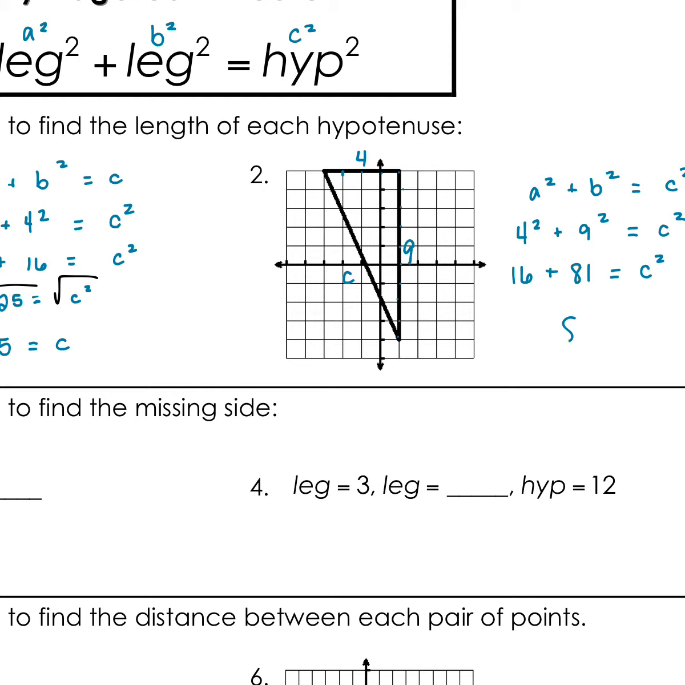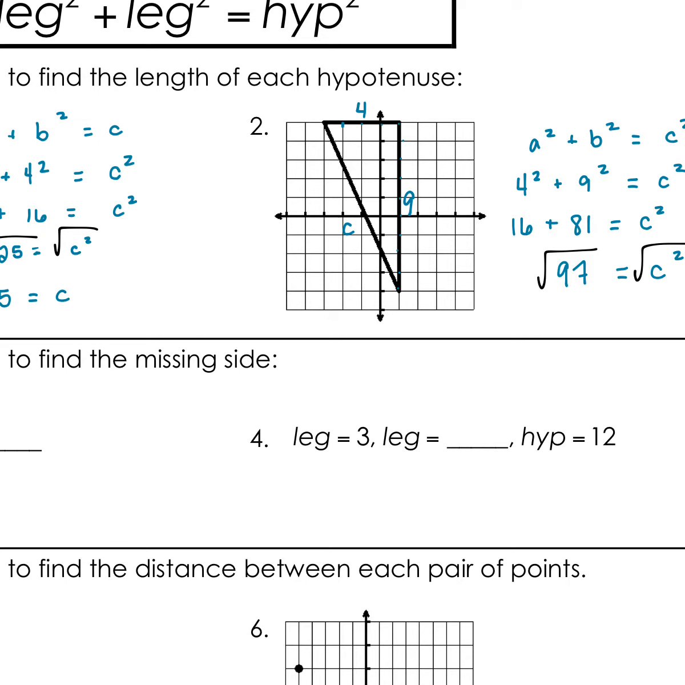16 plus 81 is 97. To get c by itself, we're going to square root both sides. And then the answer for our length is exactly the square root of 97.